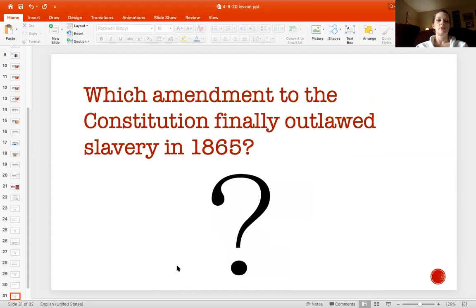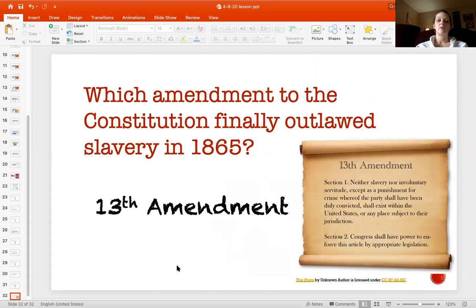I think we're getting close to the bottom here. Which amendment to the Constitution finally outlawed slavery in 1865? If you answered the 13th Amendment, then you got that one correct. The 13th Amendment changed the Constitution of the United States and, according to the law, made slavery illegal.